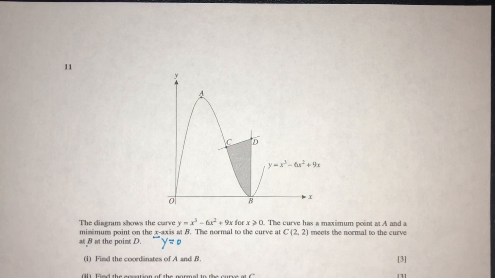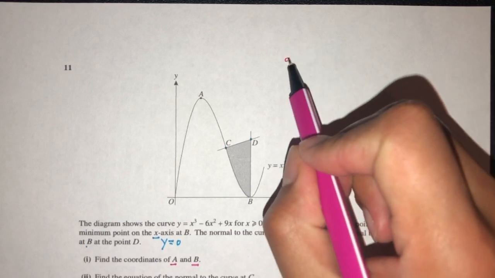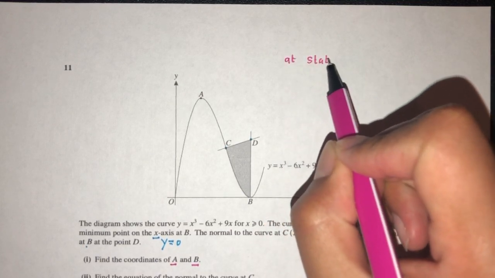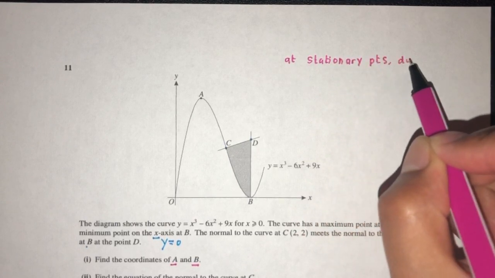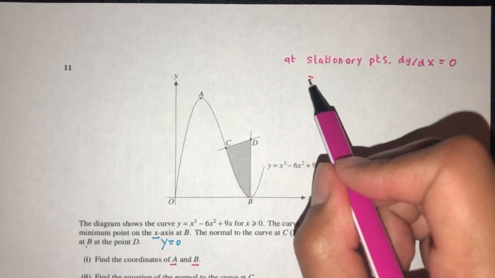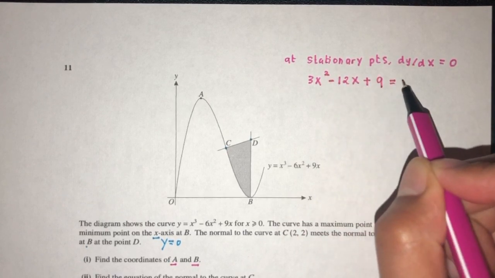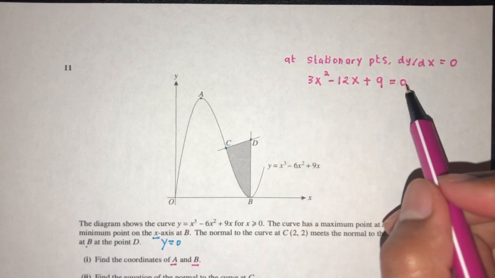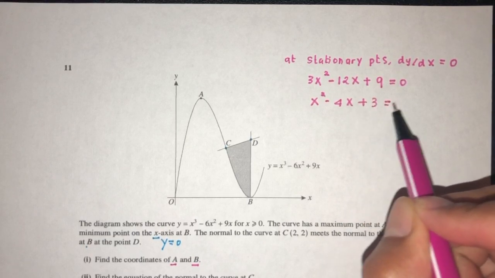Now we have to find the points A and B. So let's find those 2 points. As we can see, the points A and B are the stationary points, so we know that at stationary points, which are the maximum and minimum points, dy by dx has to be 0. So let's find dy by dx. That will be 3x squared minus 12x plus 9 equal to 0. Now we can simplify. Let's divide by 3 everywhere. You will have x squared minus 4x plus 3 equal to 0.